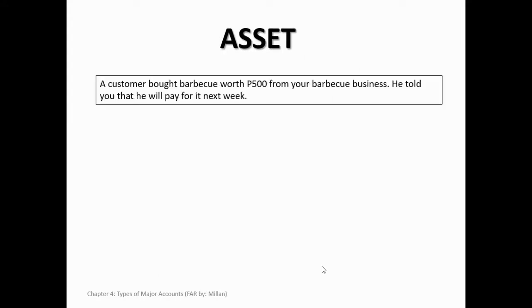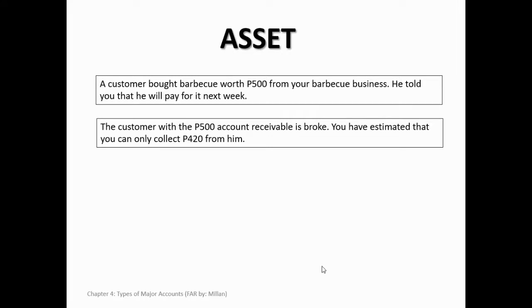So let's have an example for the asset. So a customer bought barbecue worth 500 pesos from your barbecue business. He told you that he will pay for it next week. So how will you record this or recognize this? So the 500 collectible from the customer is recorded as accounts receivable kasi oral or informal.